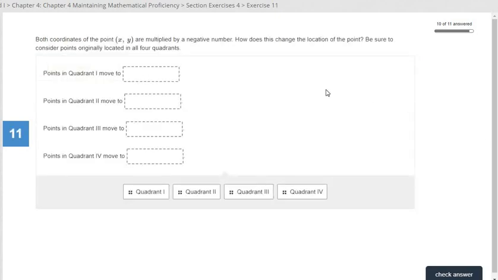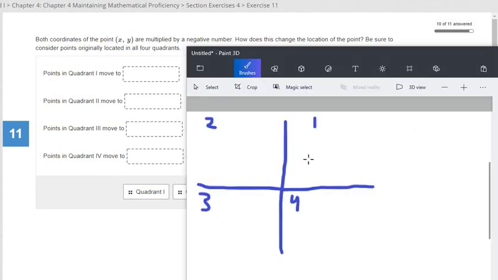Okay, so this is our last one here. This is going to get a little confusing. So here are quadrants again. This is 1, 2, 3, and 4. They start in the upper right and go counterclockwise around. So this is asking us, if both coordinates of the point x, y are multiplied by a negative number, how is that going to change the location?